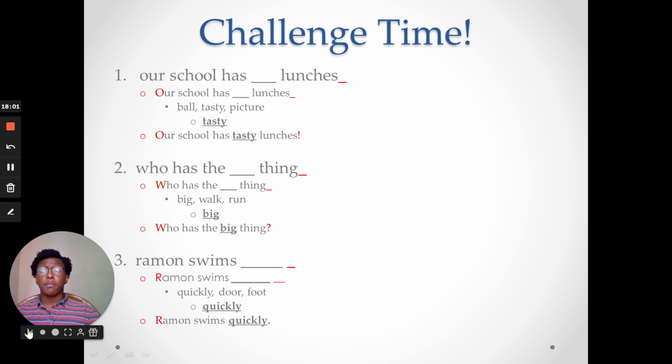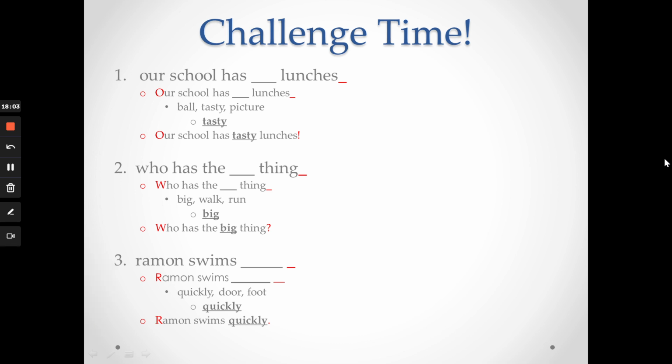So please, friends, remember to keep our capitalization and our punctuation rules in mind when we're writing any sentence. And what other adjectives, what other words can you come up with to describe some things? Talk with your class.